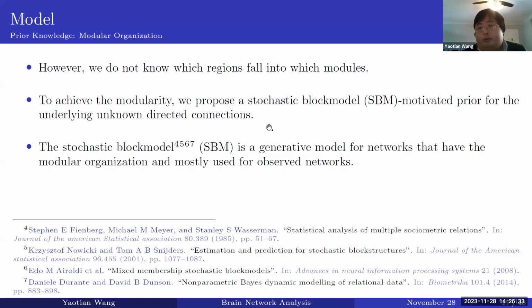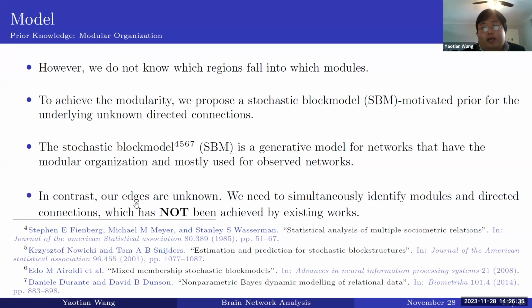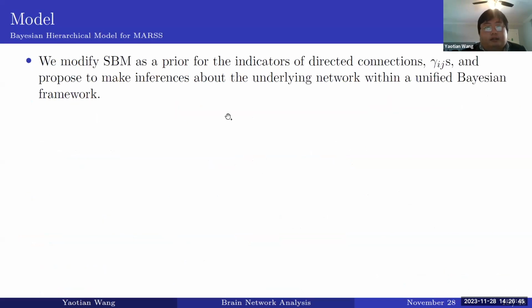However, we are dealing with a much more difficult case. Because our edges are unknown, we need to simultaneously identify modules and directed connections. This hasn't been achieved by existing works. So instead of using a two-step approach, where we first estimate the edges and then apply the stochastic block model, we modify the stochastic block model as a prior for the binary indicator, the gamma edges, and we propose to make inferences about the module labels and the directed connections within a unified Bayesian framework.